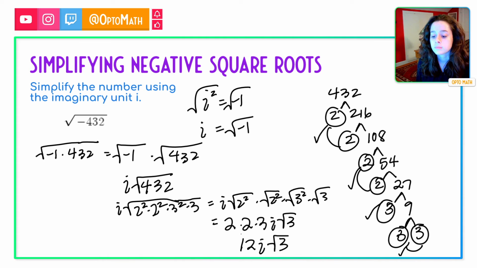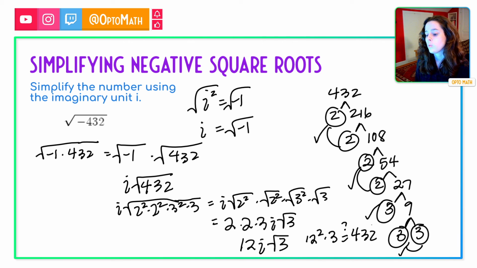Here's how you check. The reason that you could bring out your 12 is because the 12 was squared on the inside. So to double check, you see if 12 squared times 3 equals 432. And I'm going to go ahead and tell you it does. 144 times 3 is 432. Okay, there's that. That's it. And again, you might not have to do all those steps, but I wanted to show you all of them just in case.